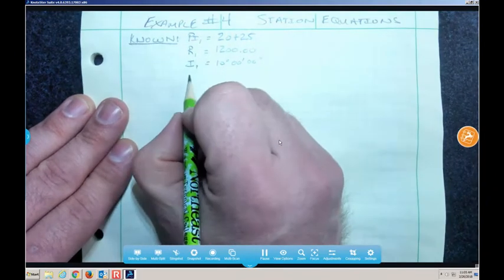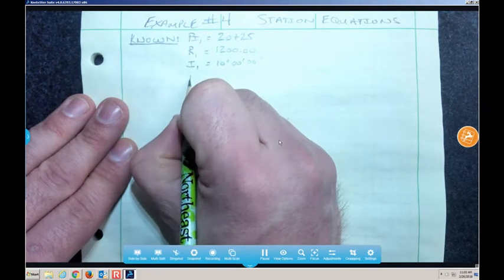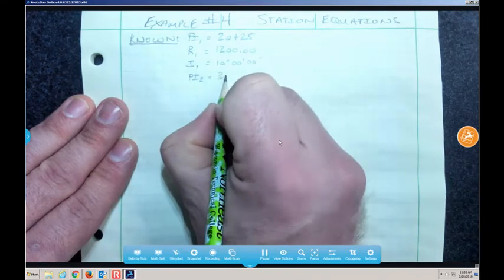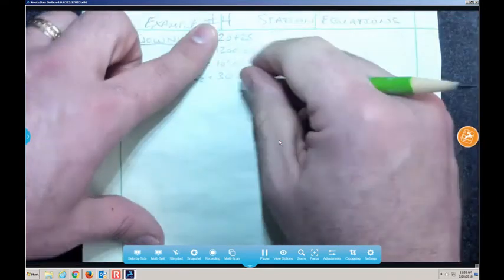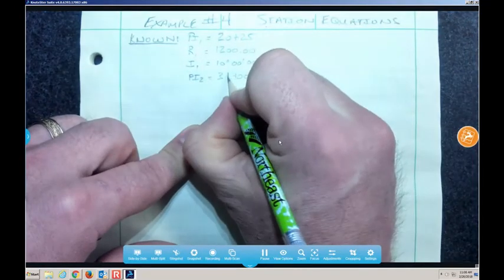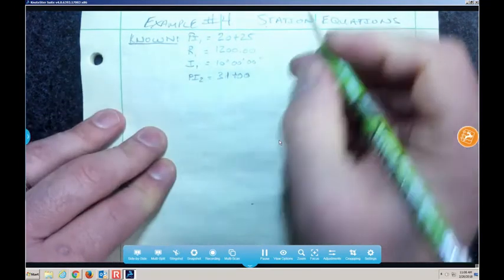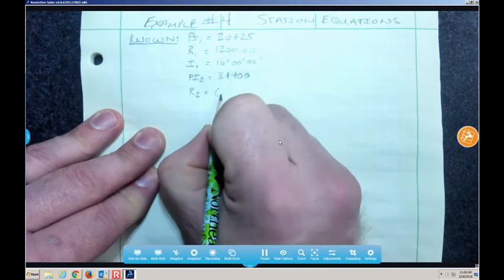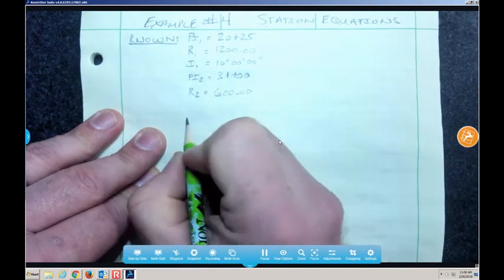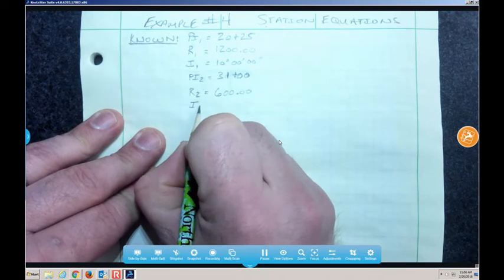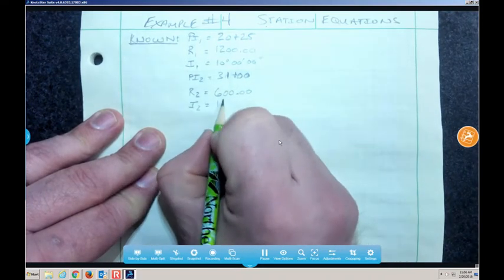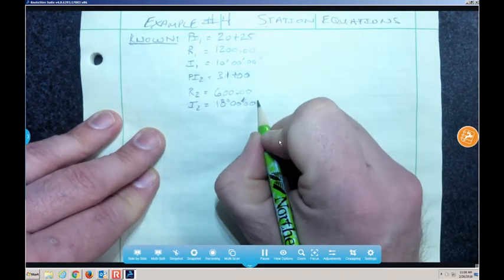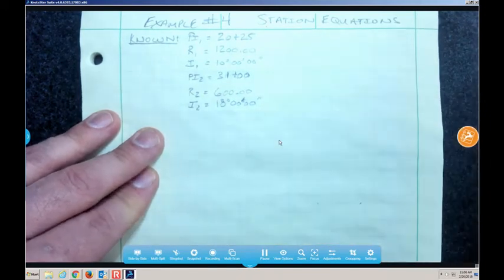And then we have the information for the second curve. The PI at 2 is equal to 30 plus 00. Actually, we're going to go 31 plus 00. R2, the radius of curve 2, is 600. And the I at number 2 is 18 degrees, 00 minutes, 00 seconds. Okay, so that's what we know.